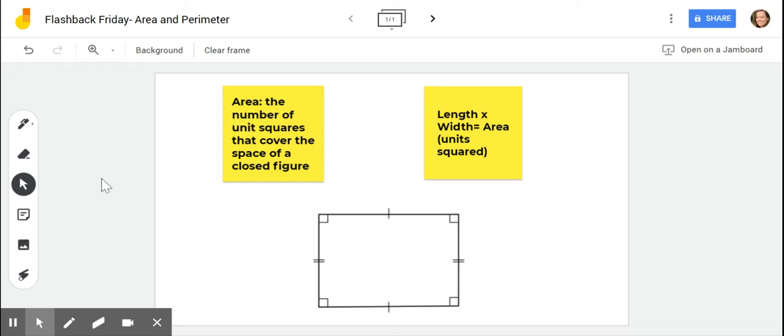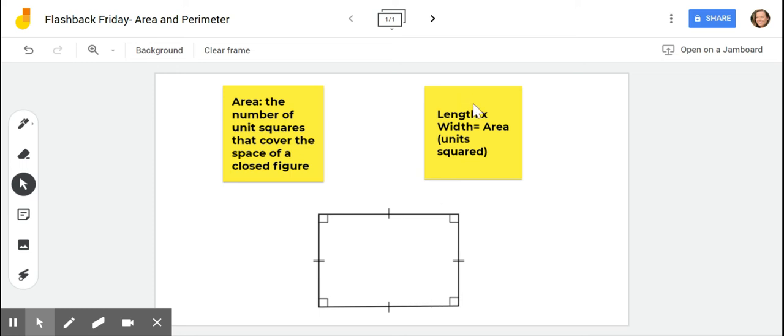So, for anyone who doesn't remember, and it's fine if you don't, area is the number of unit squares that cover the space of a closed figure. So, for example, here we have what appears to be a rectangle. We can tell it's a rectangle. It has 4 right angles. We can tell that these opposite sides are equal. So, our vertical sides are equal and our horizontal sides are equal.